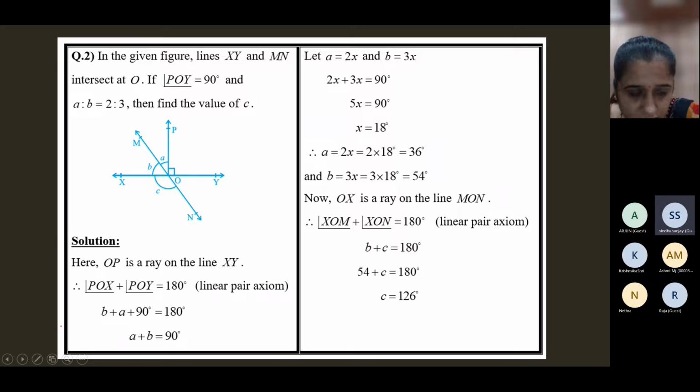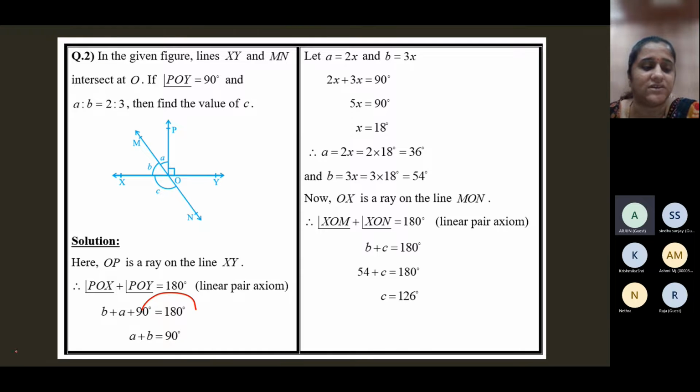A is equal to 2x and B is equal to 3x. So A plus B is equal to 90. So 5x is equal to 90, so x is equal to 18 degrees. So children, A plus B is 90. Now it's given that A is to B is 2 is to 3. So let A be 2x degrees and B be 3x degrees. You can mark that.